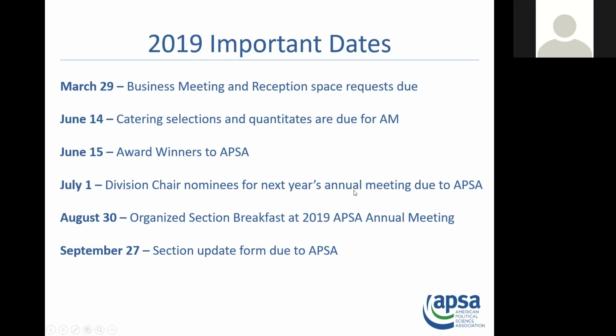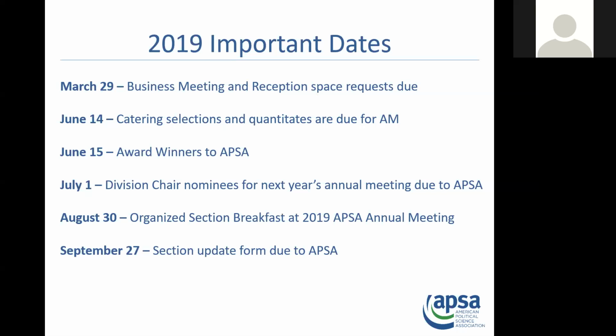July 1st is when division chair nominees for next year's annual meeting are due to APSA. Our meetings department will contact you regarding the appropriate form that needs to be filled out for that, and then they will provide them with the information about the call for proposals for the next meeting.